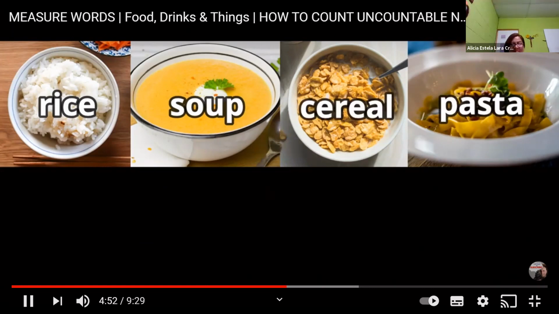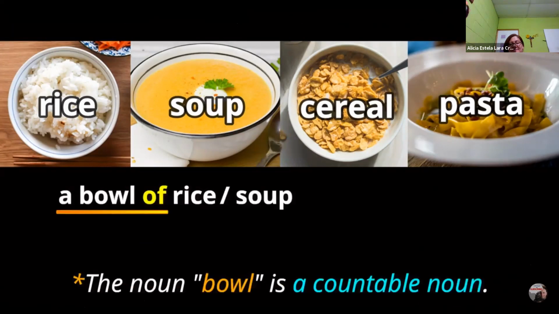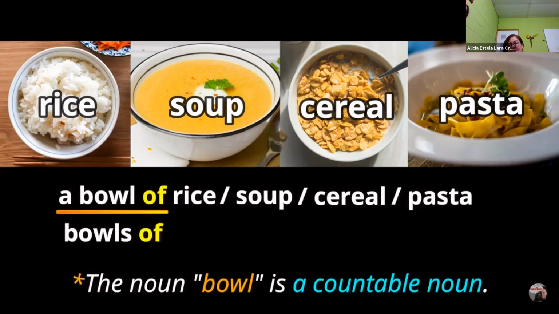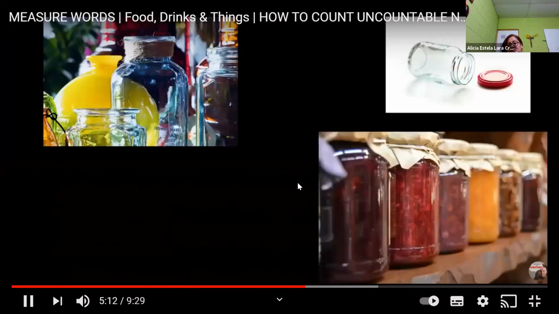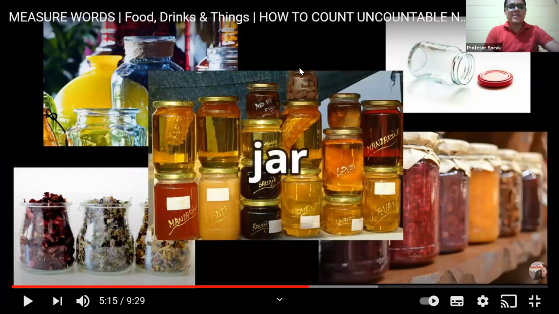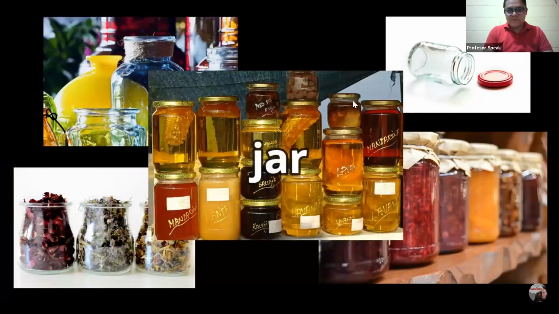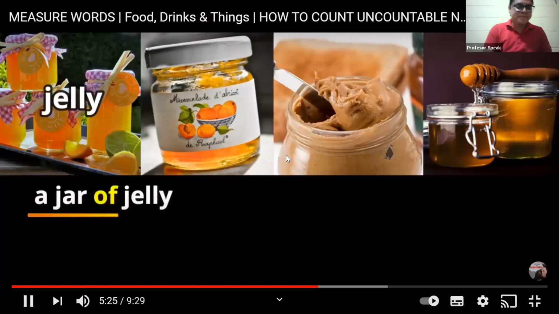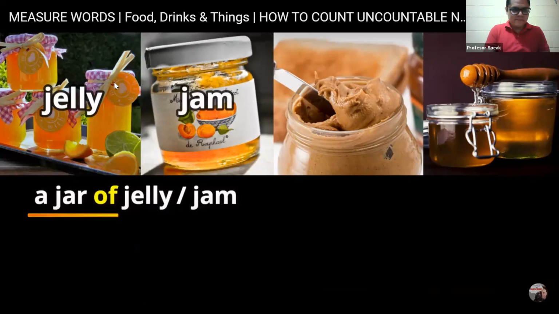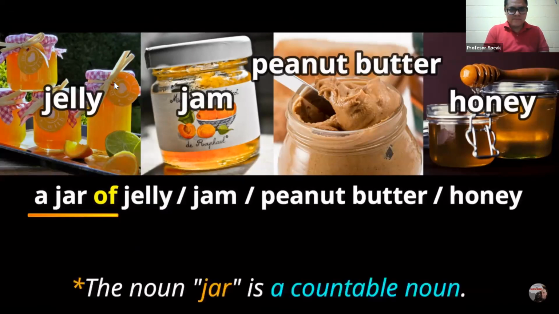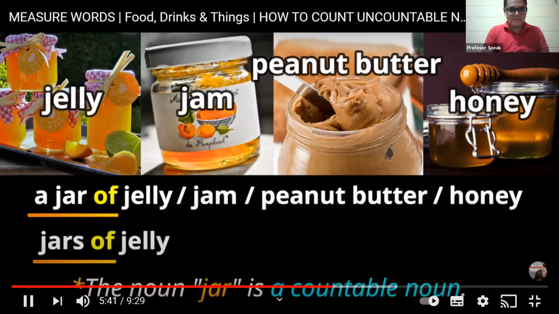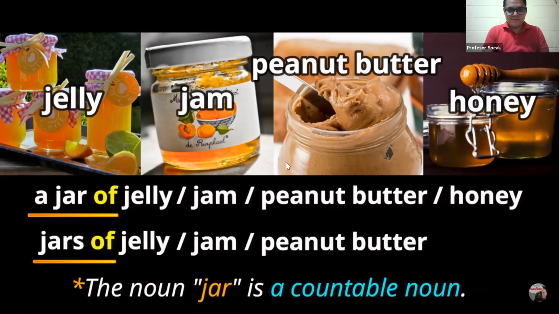And all of these can be counted by using a bowl. We say a bowl of rice or soup or cereal or pasta, or we can say bowls. We can count the bowls, right? Bowls of rice, bowls of soup, bowls of cereal, or bowls of pasta. Another popular container is a jar. Usually we put sticky stuff in the jar. Maybe not always, but it's usually in there. For example, jelly, a jar of jelly, or jam, a jar of jam, a jar of peanut butter, or a jar of honey. And then to make it plural or to count those, we can say jars of jelly or jars of jam or jars of peanut butter or jars of honey.